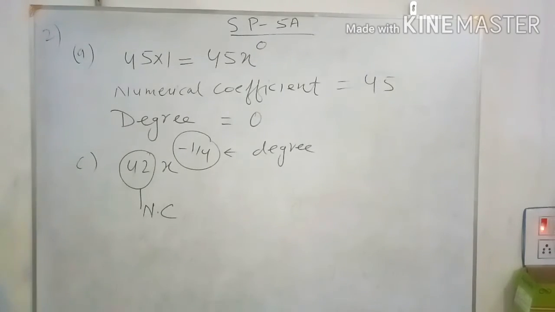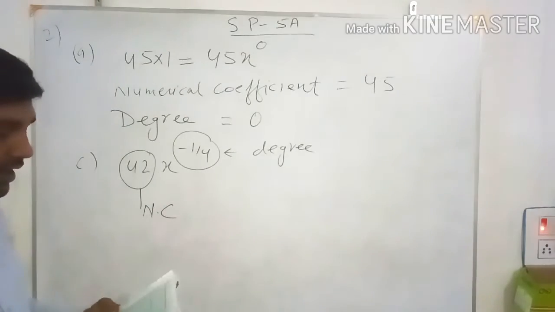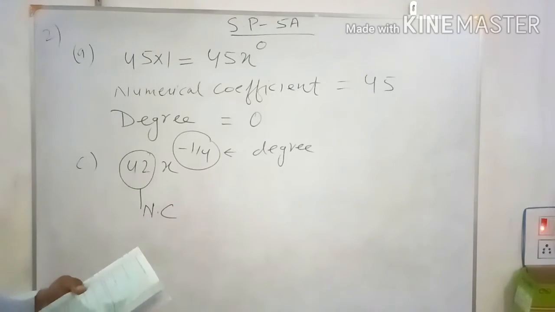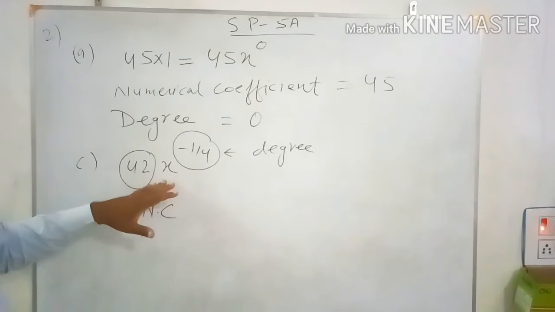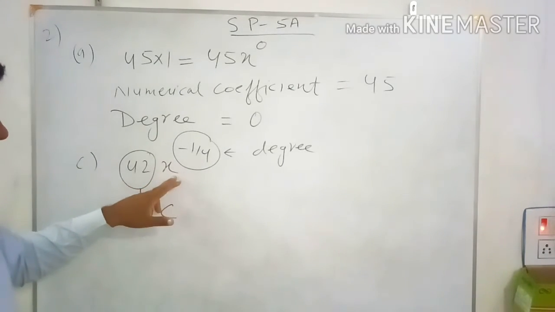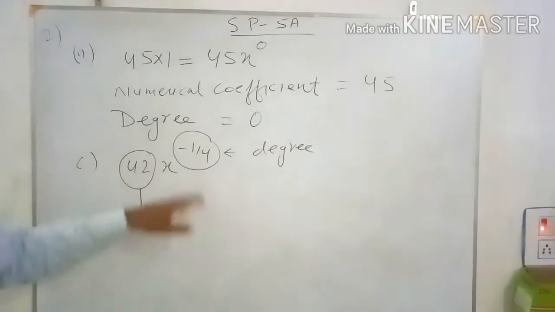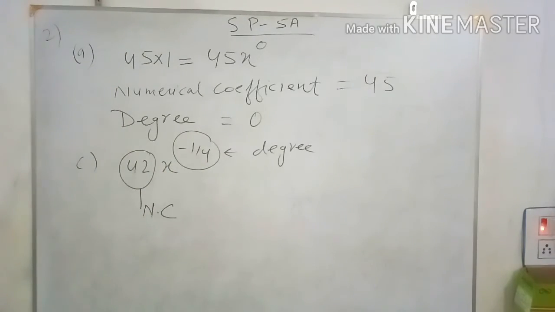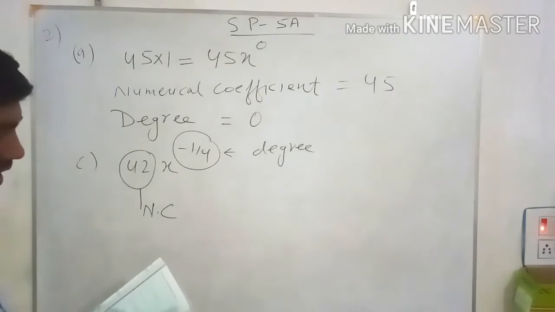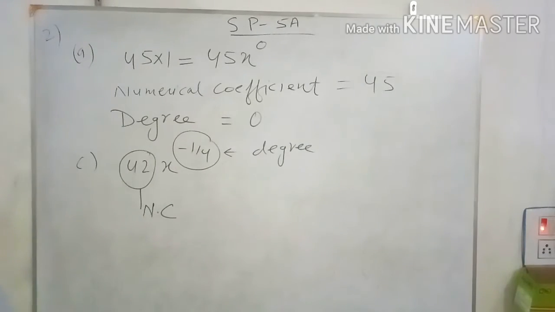Now here the question is: state the numerical coefficient and degree of each monomial. Here we also have to see whether it is a polynomial or not. Since the degree of x is a negative integer, it is not a monomial. In this question we have to find the numerical coefficient and degree of each monomial, so only for a monomial do we find the numerical coefficient and degree.